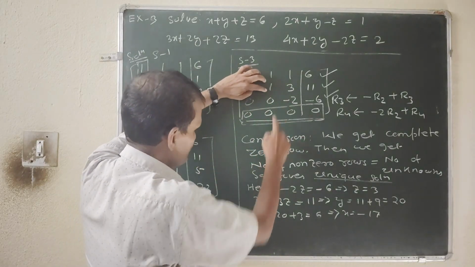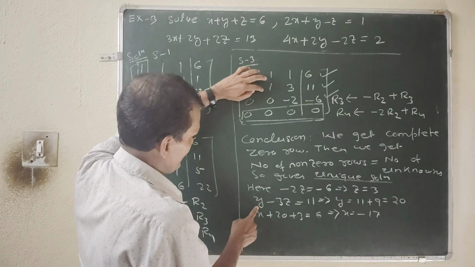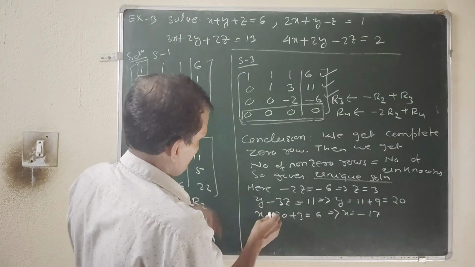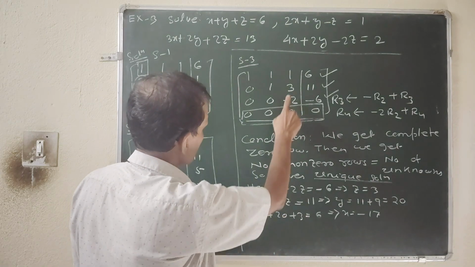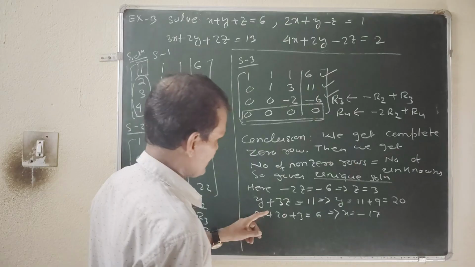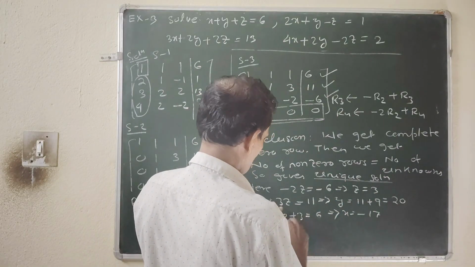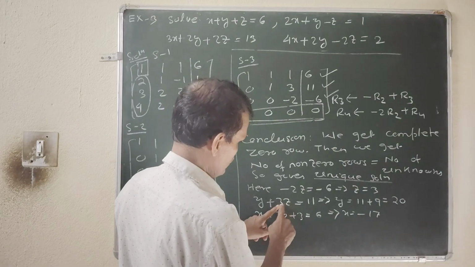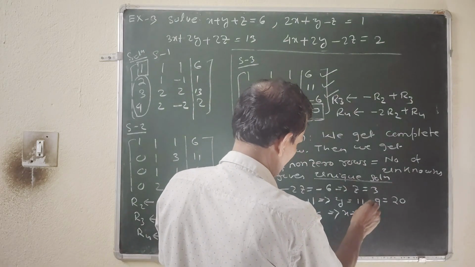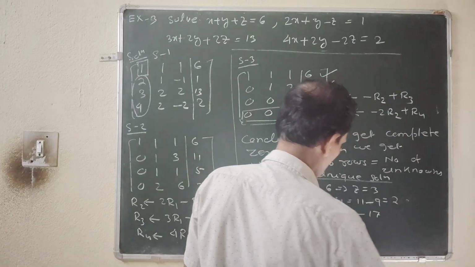So this line has the variables y and z, so we write y plus 3z. This is y plus 3z, equal to 11. That implies y plus what is z? z is 3, so y plus 3 into 3 is 9. So this will be 11 minus 9, and the result will be 2.